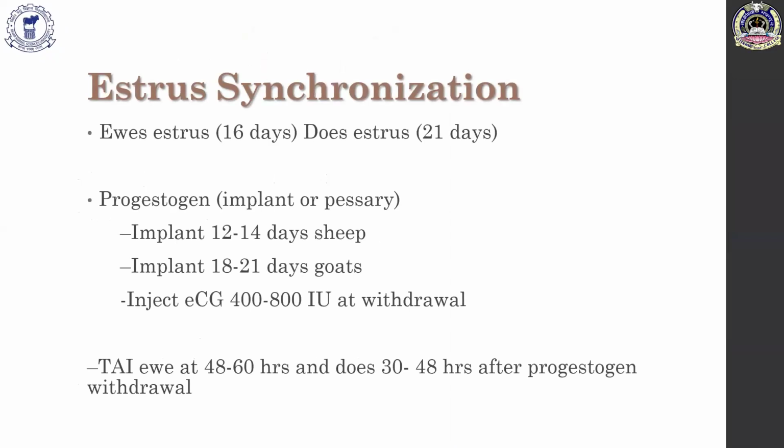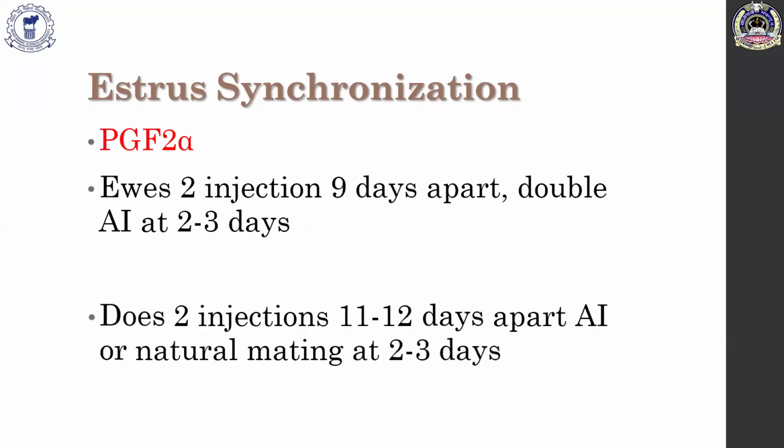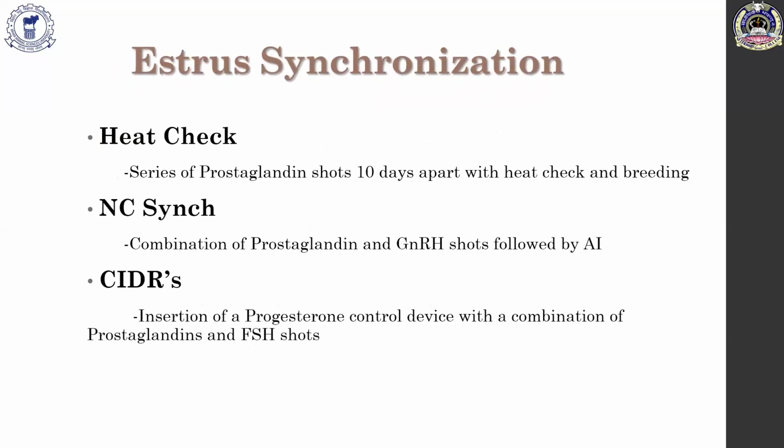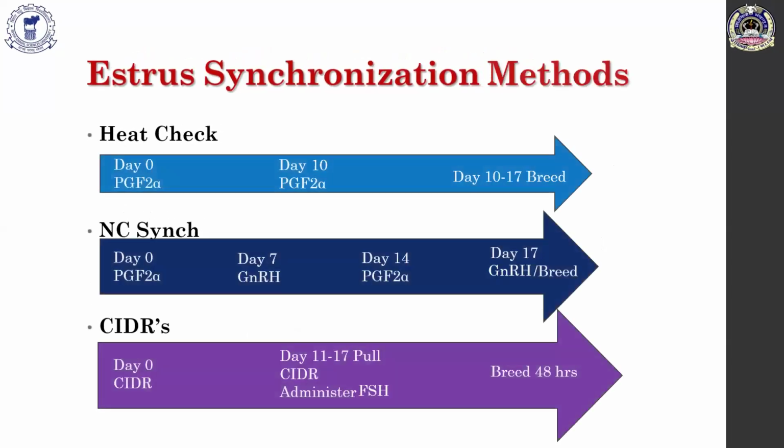One must know this. How are we going to synchronize this estrus? This estrus can be synchronized by progesterone implants or pessaries. Different dose rates and different implants are recommended. By injections of prostaglandins, PGF2 alpha is suggested. We can synchronize by the heat check method, the NC sync and the CIDR methods also. This is the control device and a combination of prostaglandin and FSH shots.